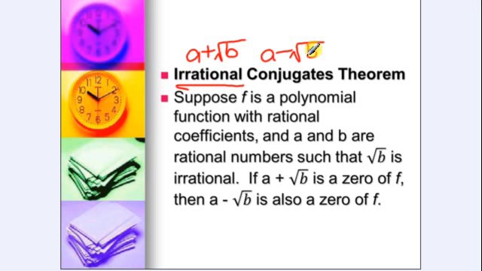So if f is a polynomial function with rational coefficients, so no irrational numbers involved, and if a and b are rational numbers such that the square root of b is irrational, then if we're told that a plus the square root of b is a zero of f, then a minus the square root of b must also be a zero of f.